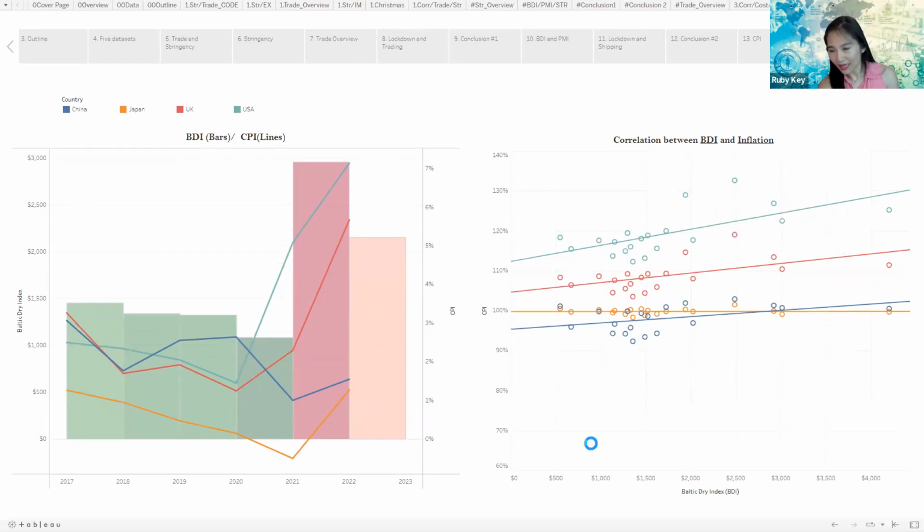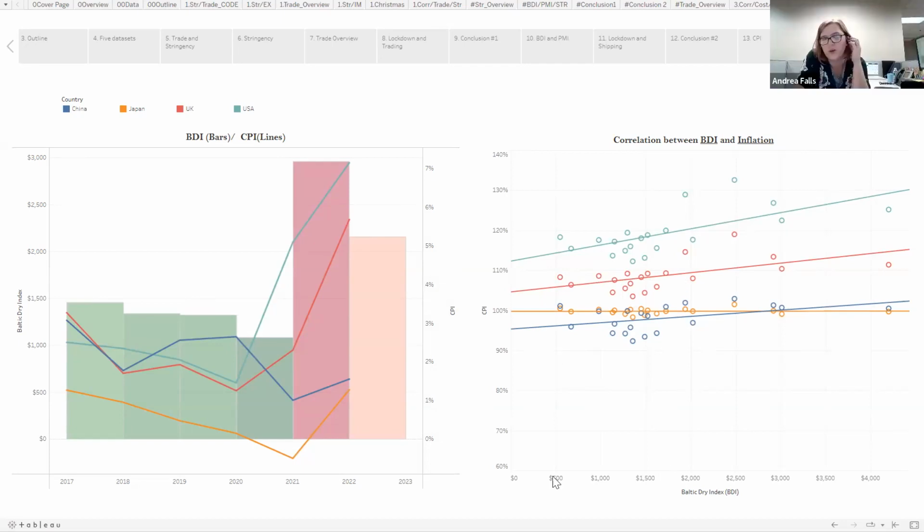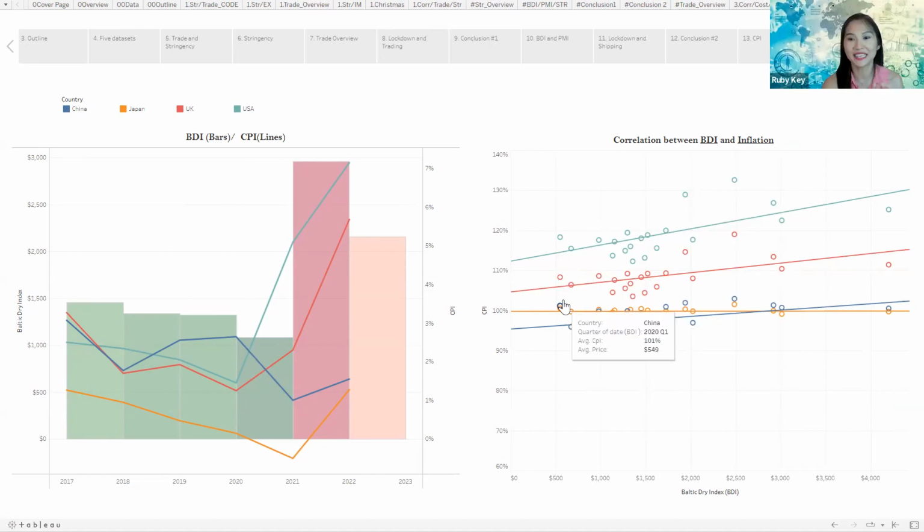So what else do you think would affect CPI? Andrea, can you take a wild guess? What do you think would cause inflation? Just any guess. I'm going to say probably stimulus from the government. That's my guess, because we have a lot of money. That is a really good guess.